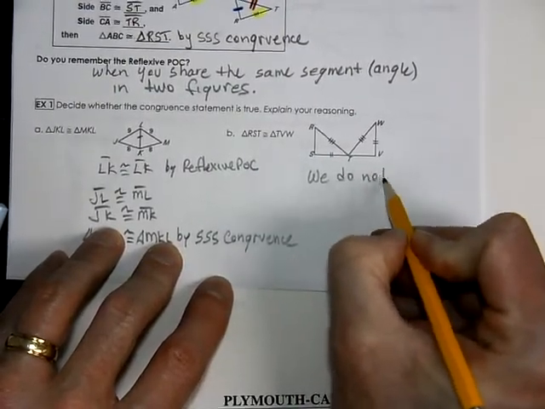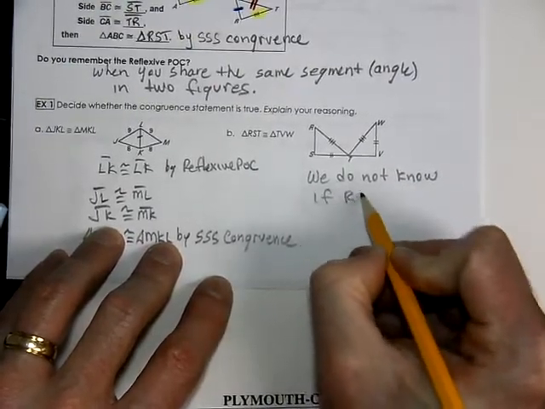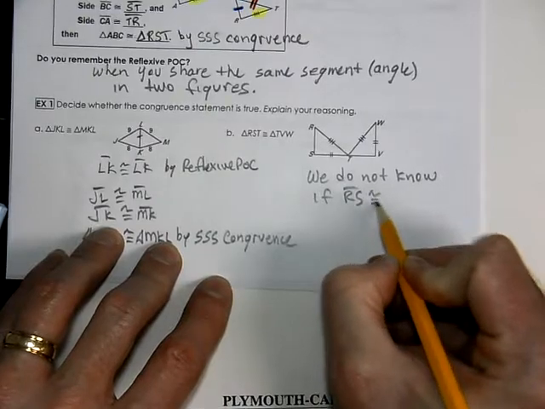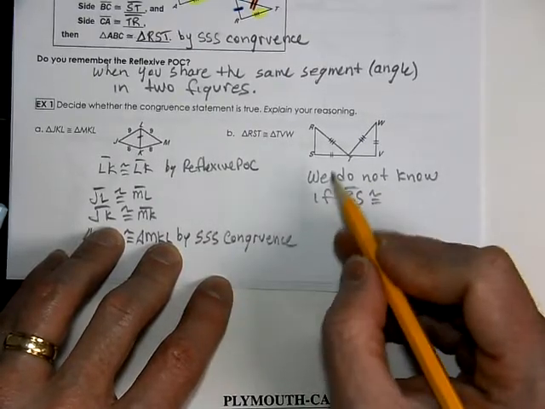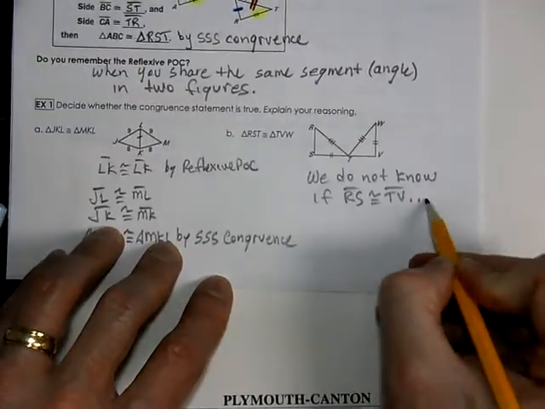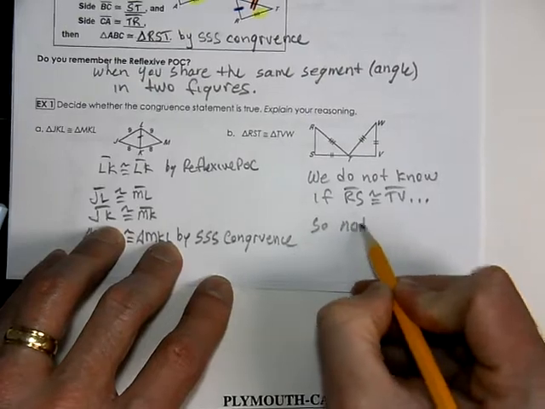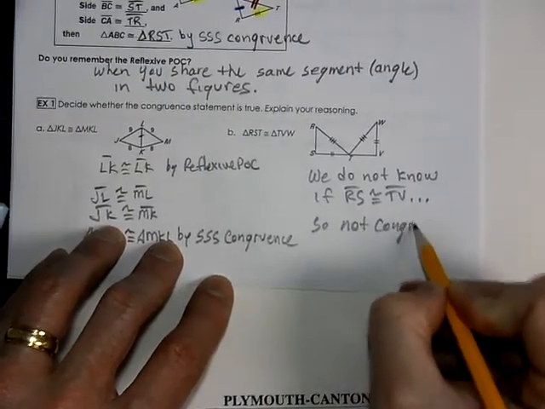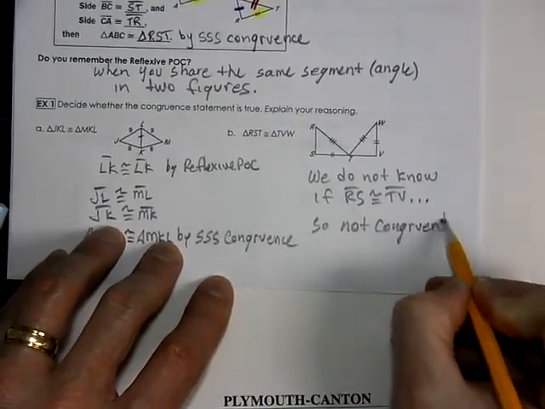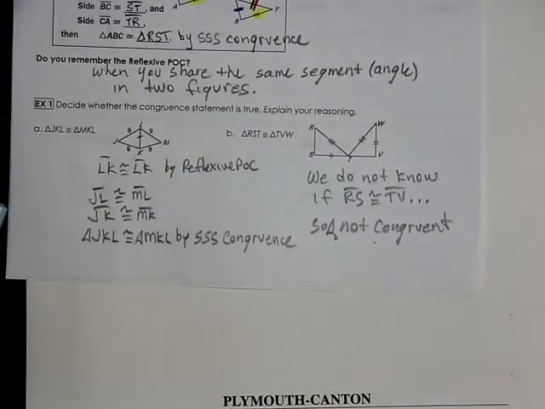We do not know if RS is congruent to TV. We don't know that. So, triangles, not congruent.